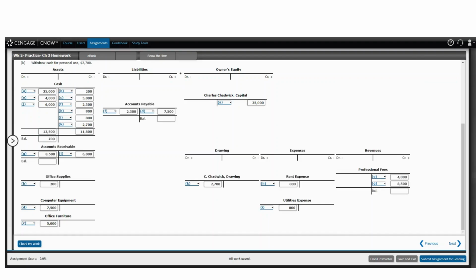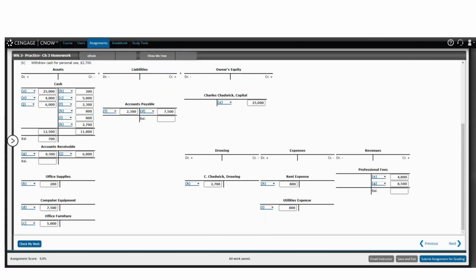All right, so with the magic of television, we can see that when I add up all of the debits for the cash, I have 12,500. And when I add up all of the credits for cash, I get 11,800. Now, what I'm going to do is subtract the two. 12,500 minus 11,800 gives me 700.